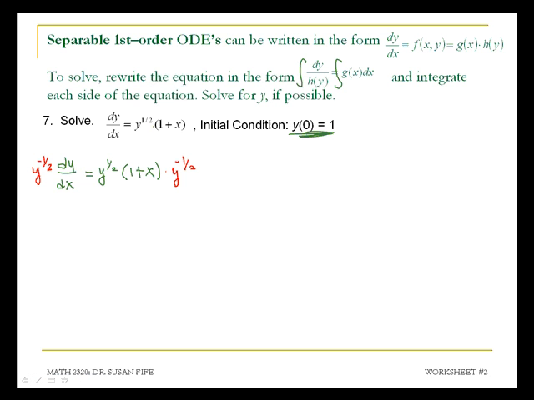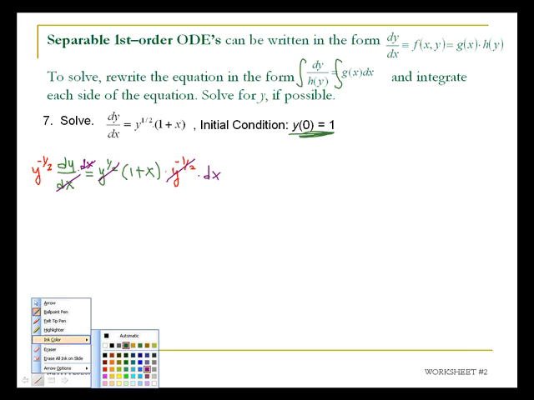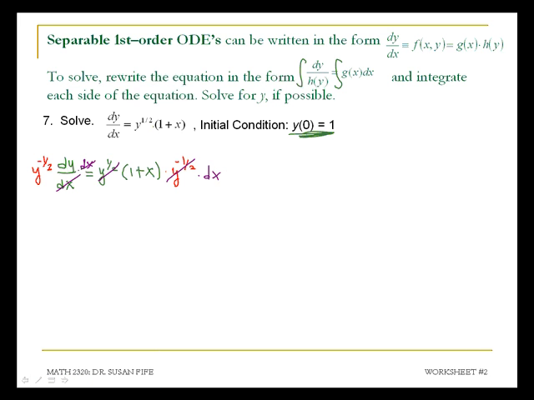And I'll also multiply both sides by dx to get that dx out of the denominator on the left side. Cancels there. Here the y's powers cancel, and it's going to leave me with y to the negative 1/2 dy equals 1 plus x dx.